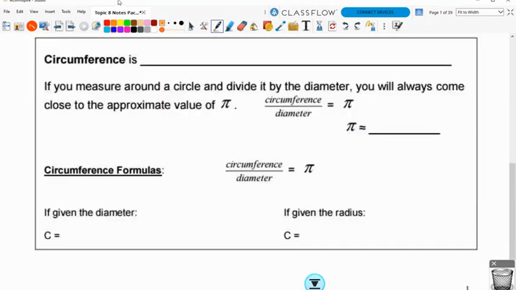Our objective for today's lesson is to be able to calculate the circumference of a circle. So now we need to discuss what circumference is. Circumference is the distance around a circle. Okay, circumference is the distance around a circle.